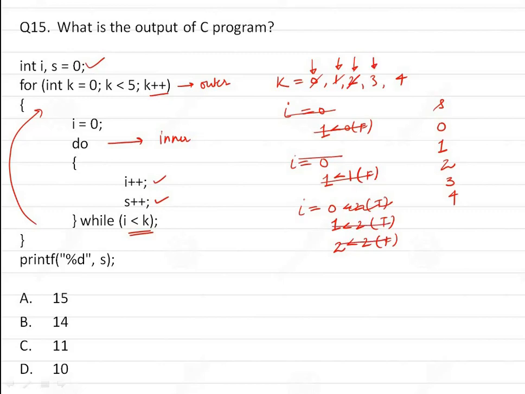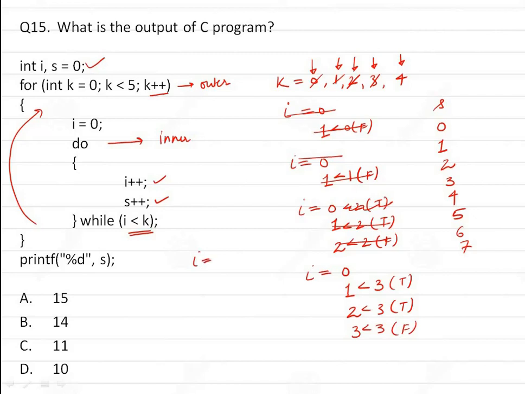Again I is initialized from 0. We will enter the inner loop, so I will become 1 and s will become 5. 1 is less than 3, so this is true. Then I becomes 2, s becomes 6. 2 is less than 3, yes, this is true. So I becomes 3, s becomes 7. 3 less than 3, so this is false. So we will complete this iteration of k, and then k becomes 4.